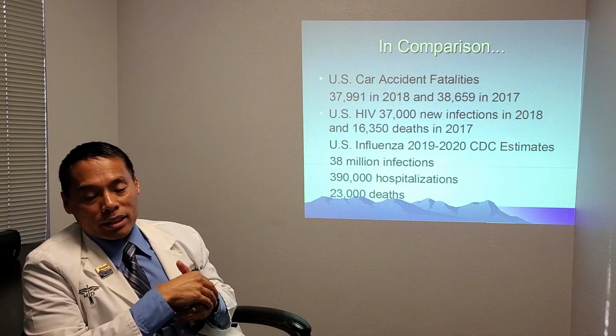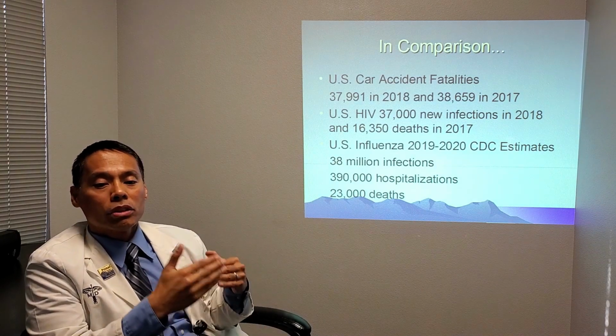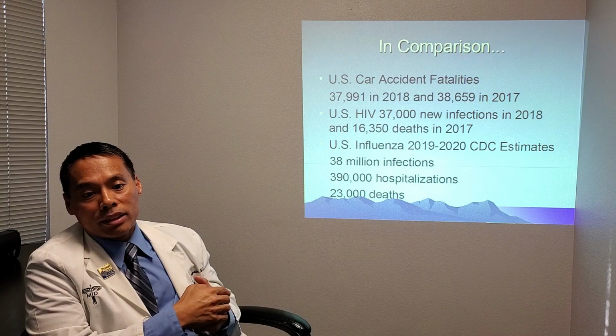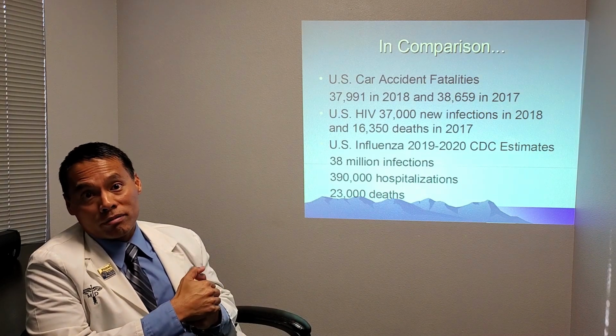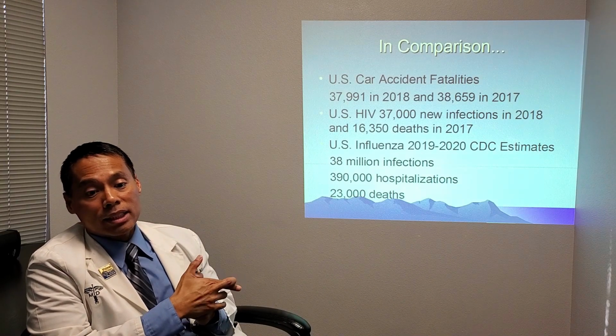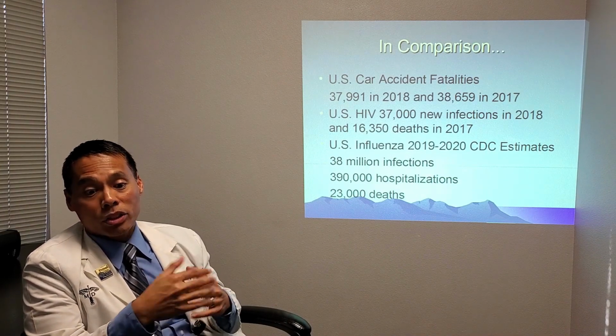In the U.S., HIV is still an epidemic. Every year there are still more infections than we would like to have. In 2018, 37,000 new infections of HIV. In 2017, 16,350 deaths. Okay? Now, let's compare this to even some larger numbers.